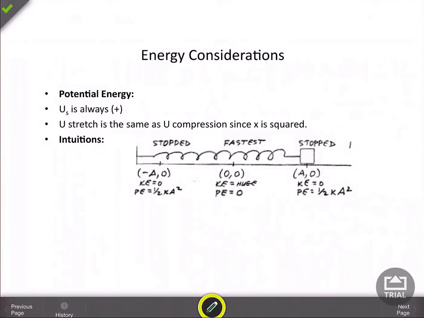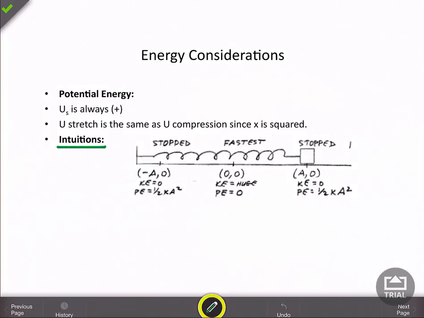Thinking about springs from the lens of energy, spring potential energy will always be positive since it's equal to 1/2 kx squared, and that x is squared. So stretching something a certain distance and compressing that same spring that same distance will give you the same potential energy. When we are thinking about springs and energy, there's a couple of intuitions or things that you should recognize.